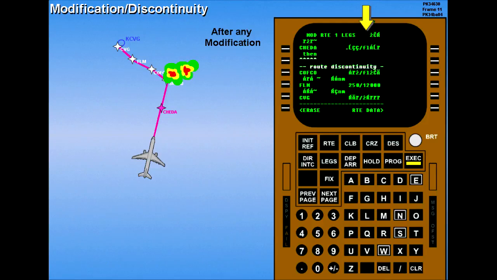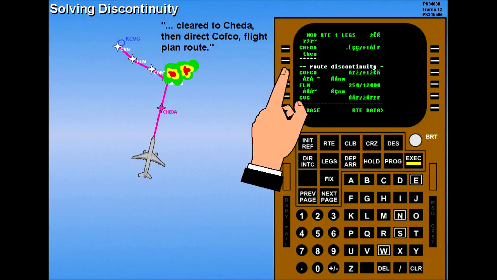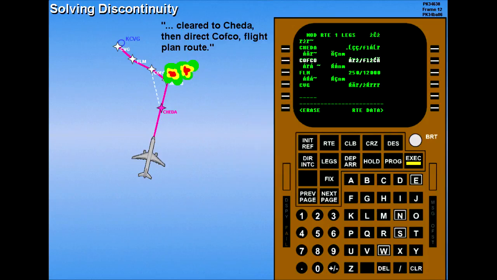To accomplish the bypass, line select the first waypoint following those waypoints to be bypassed, COFGO in this example. Next, line select the first waypoint to be bypassed consistent with the clearance. If the modification is acceptable, it may then be executed. Let's now try a problem. The bypass method discussed may be used to bypass single or multiple waypoints.